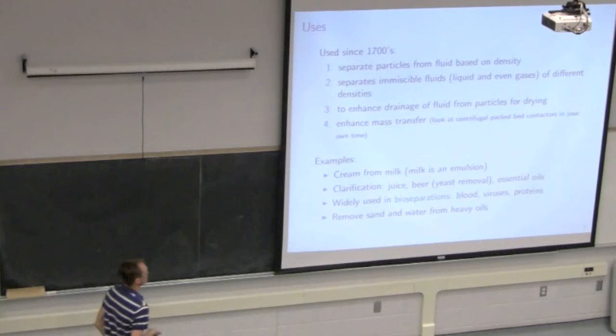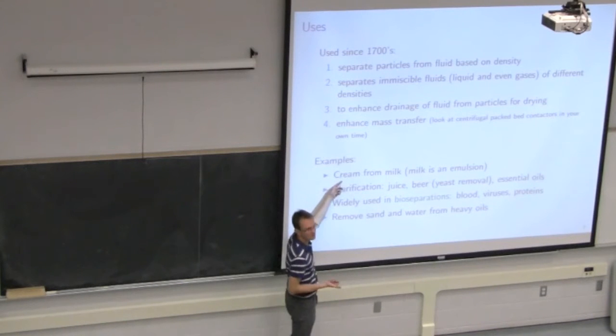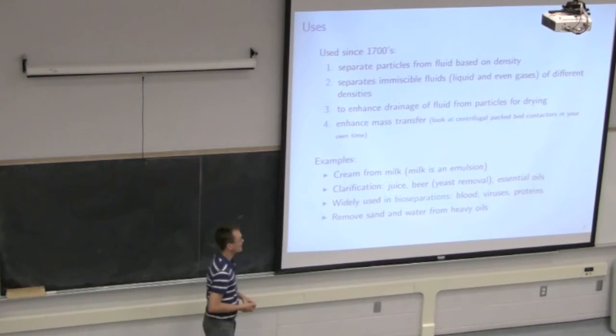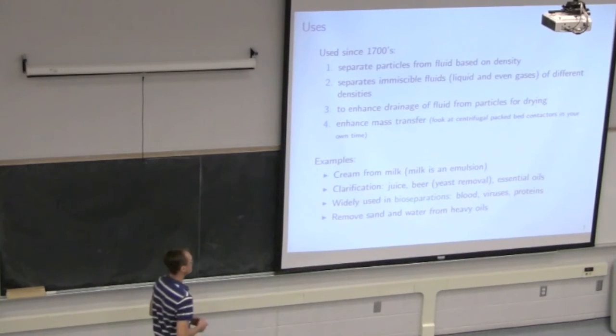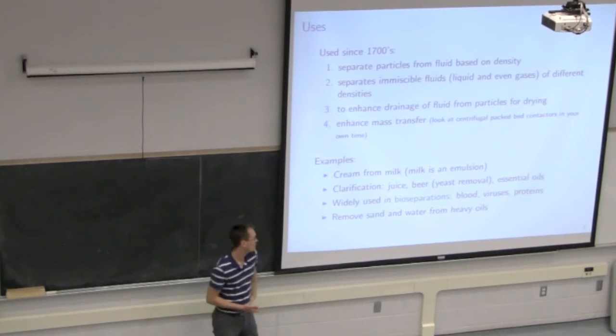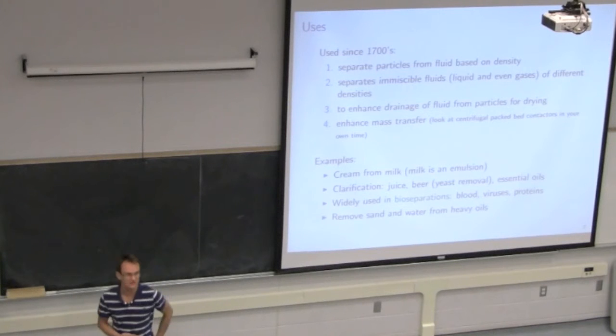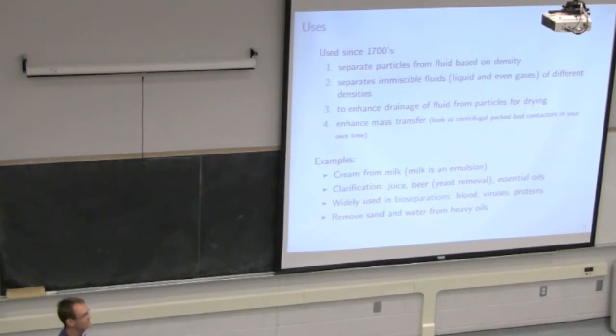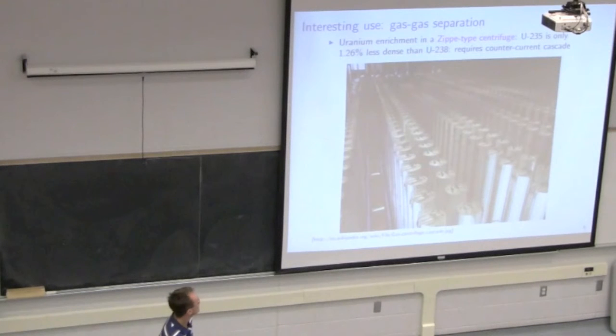So here are some examples that you may be familiar with. Separating cream from milk. Milk is an emulsion, as we mentioned earlier. Clarification, so this is that term again, clarifiers, to separate yeast or other suspended small particles from juice, beer, and often essential oils as well. Those of you in the bio stream have encountered bioseparation of blood, viruses, proteins, and other cell cultures. And for those of you that end up working in the oil sands, you'll come across separating sand and water from heavy oils. And so it's a widely used unit op.